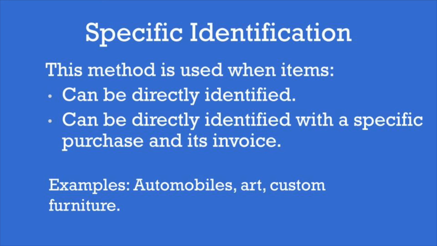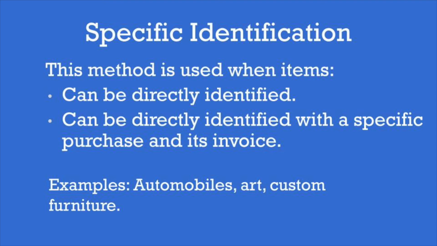The third method that's used for accounting for inventory in terms of cost is something called the specific identification method. Now, the specific identification method is only used when we can directly identify the item that we're selling. And what we mean by directly identifying it is it has a specific purchase and a specific invoice, something attached to it that we can say, okay, this item has been sold. Now, that works well for larger items that would have a unique identifier, such as an automobile, a tractor, a piece of equipment, some form of art, or some custom furniture.